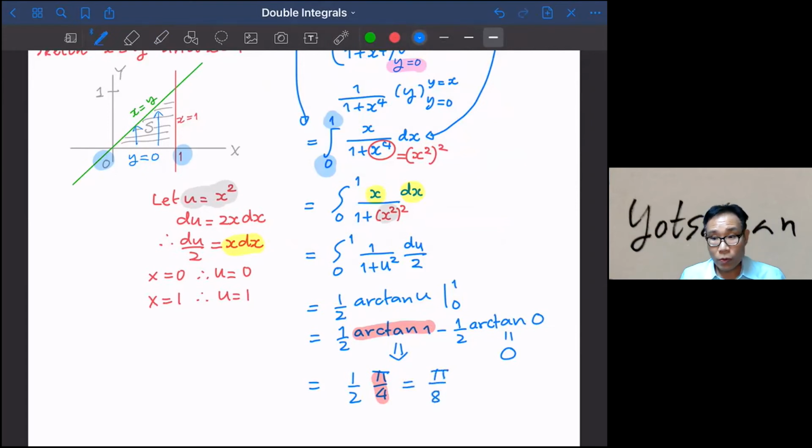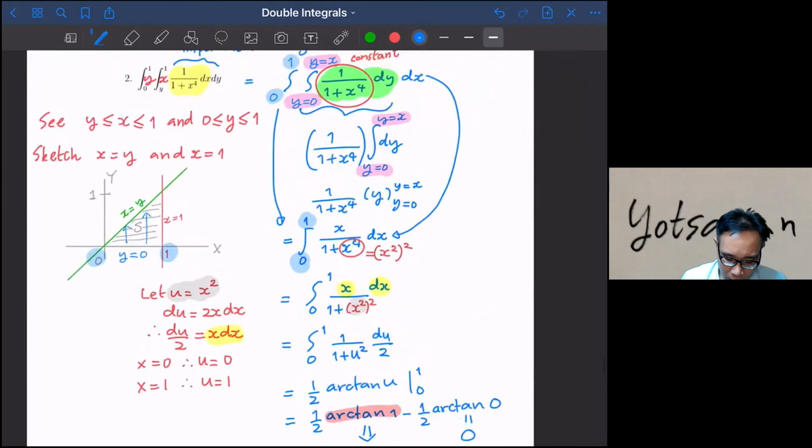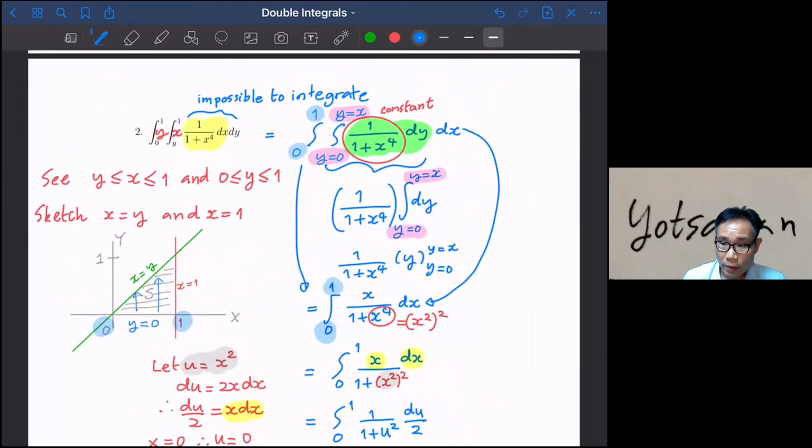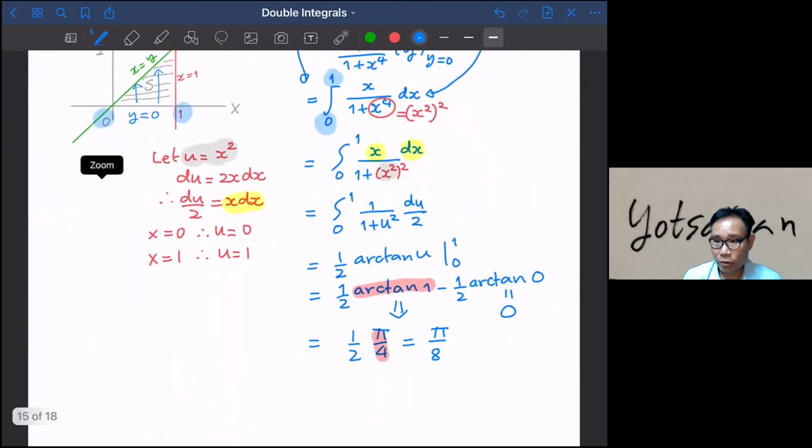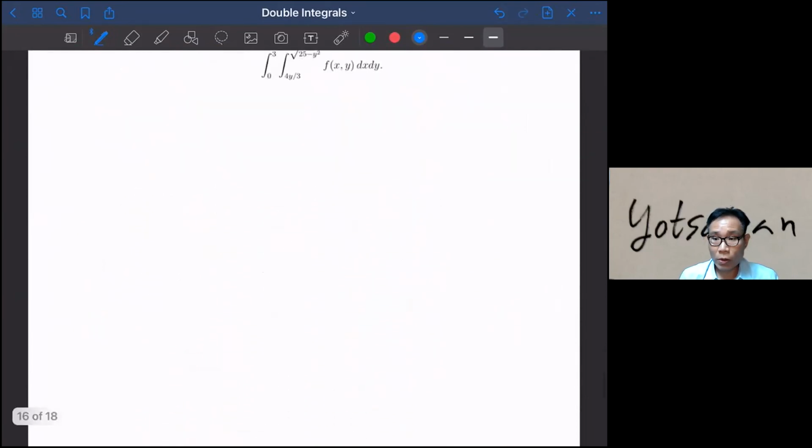Okay, so for this one, the thing that we have learned in this clip is that with a double integral, you may not be able to compute the integration in one order, dx dy or dy dx. You must change the order, and after you change the order, you'll be able to integrate it. Okay, in the next clip, I will do more examples to gain more understanding.